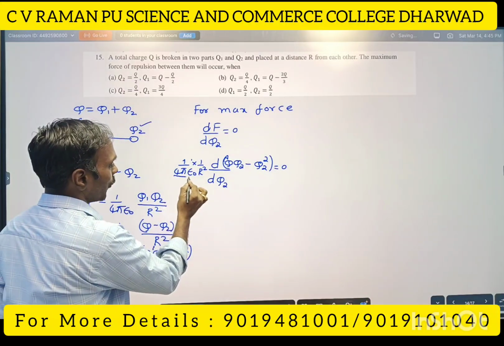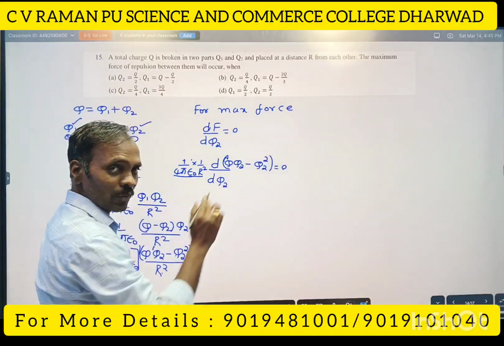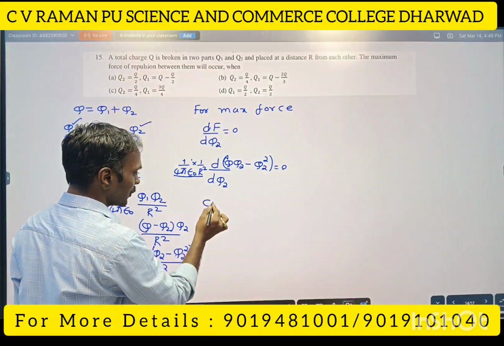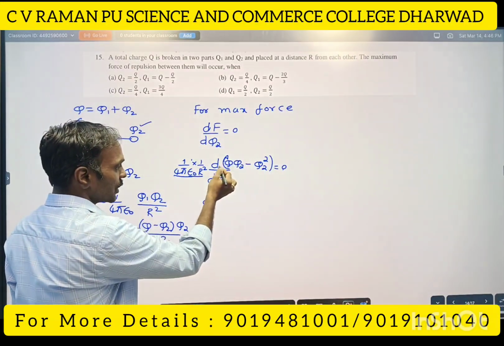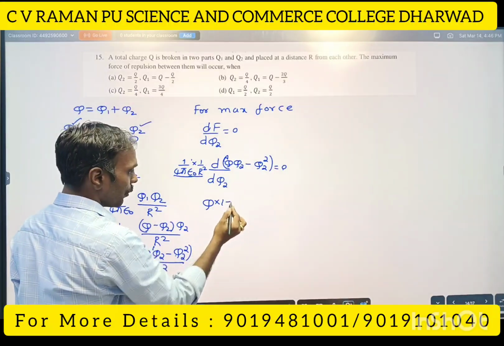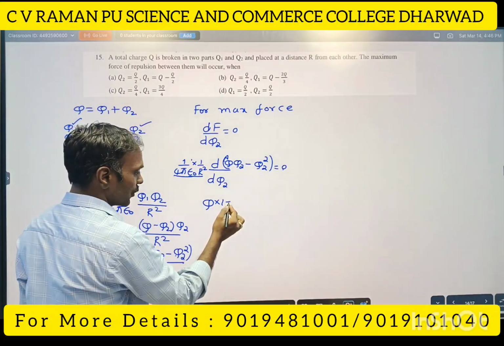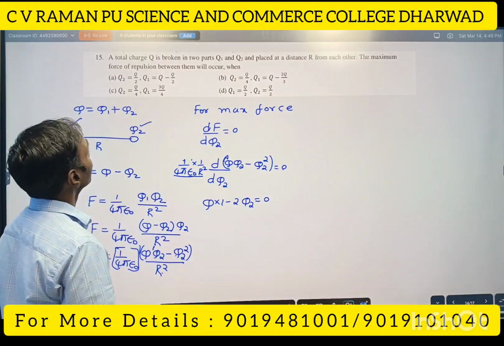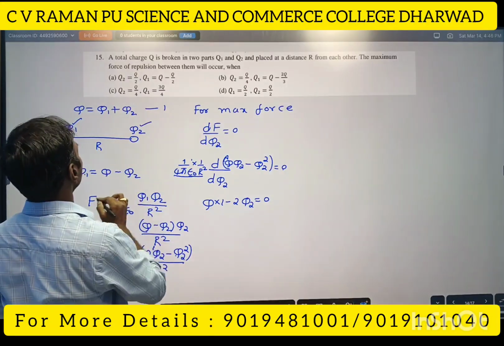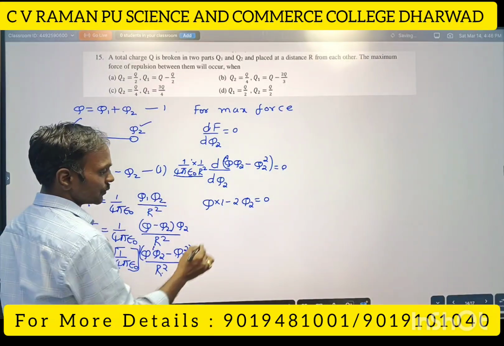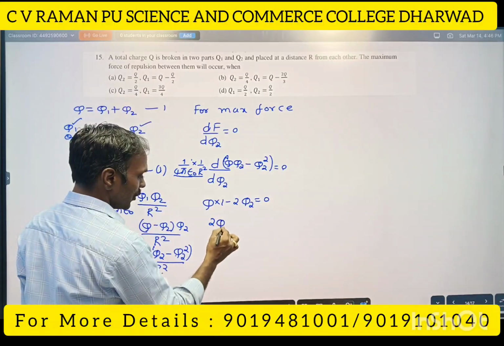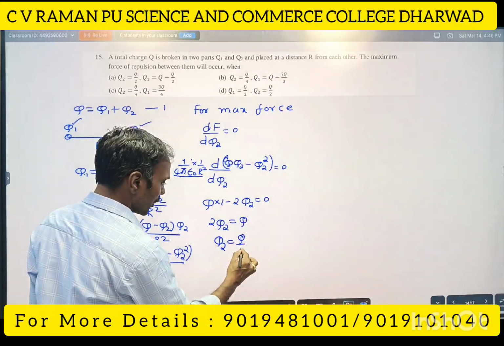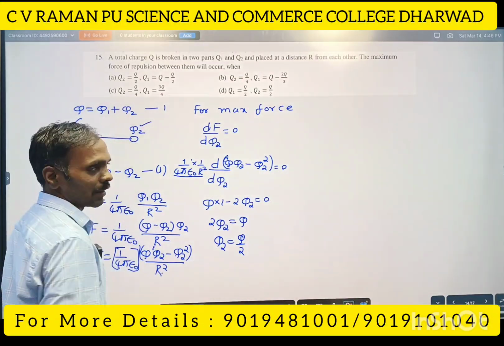Now see, 4 pi epsilon naught r square into 0 is equal to 0. Then here capital Q is constant. Differentiation of Q2 with respect to Q2 is 1, minus differentiation of Q2 square will be 2 times Q2, is equal to 0. Here I will consider this as equation number 1. Now 2Q2 is equal to Q, then Q2 is equal to Q by 2. We got the value of Q2.